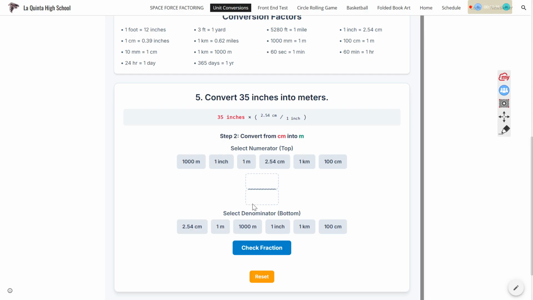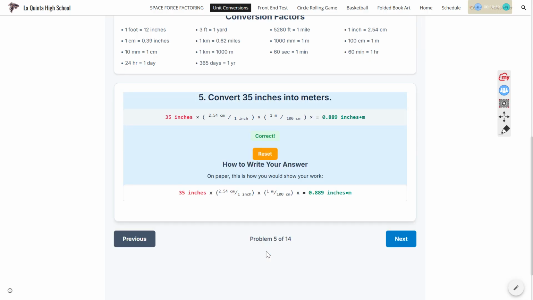And so what I should have on bottom is the 100 centimeters, right? Because we're going from centimeters. So from is on the bottom. And on top would be the meter, and that is, again, 100 centimeters is 1 meter. So if we check the fraction, we see we're complete with that one also.